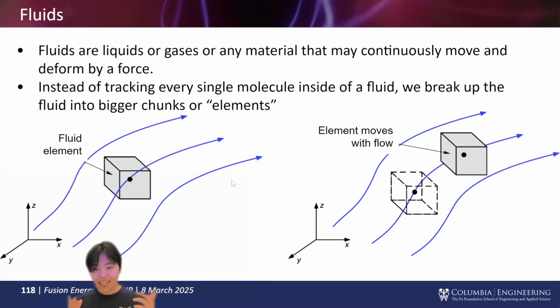So instead of tracking every single particle, right, like how annoying it is to do every single particle in that motion, we instead break up this fluid into bigger sort of volume element chunks. So it's called a fluid element, as you can see here. And so this chunk of particles is now moving along with its flow, right? Instead of tracking a single particle, we track a chunk.